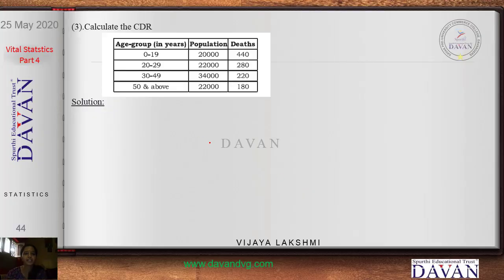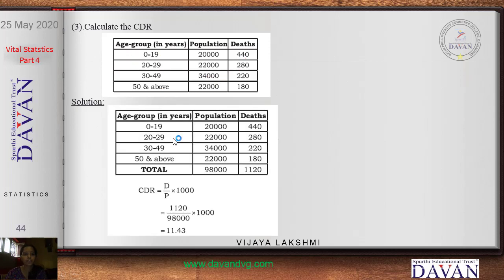Now calculate the CDR. This is in tabular format where the age group is given, population is given, and death is given. Okay, so now for the solution. Since CDR is just taking the total of death and the population, we have to rewrite the same table along with one more extra row to find the total. Okay, this is giving us the total of the deaths and this is giving us the total of the population.